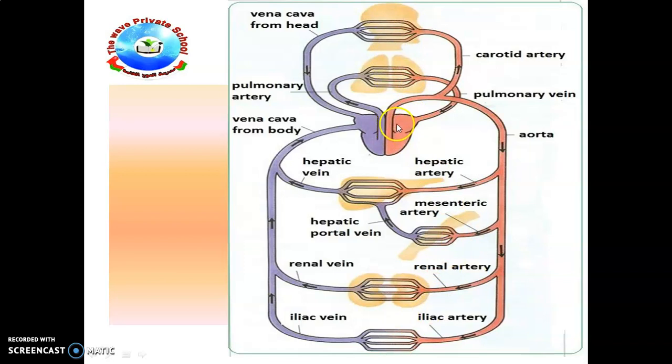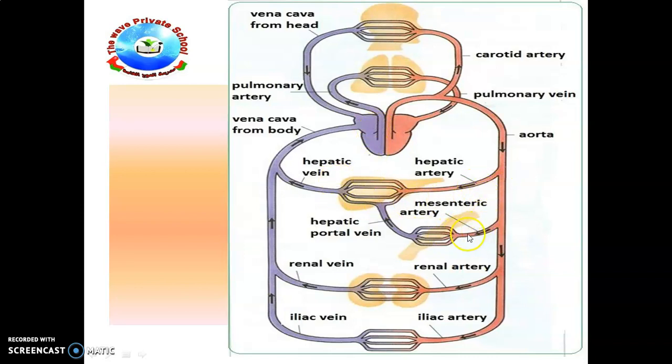So just see, from the heart, the oxygenated blood is going to the head by the carotid artery, and the deoxygenated blood is brought by the vena cava from the head to the heart again. And for the lungs, we see the pulmonary vein taking the deoxygenated blood and bringing the oxygenated blood. And the aorta, which is the main artery in our body, brings the blood to the liver by the vessel called the hepatic artery, and then the hepatic vein returns it to the heart.